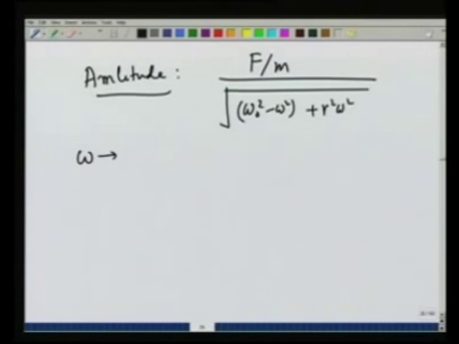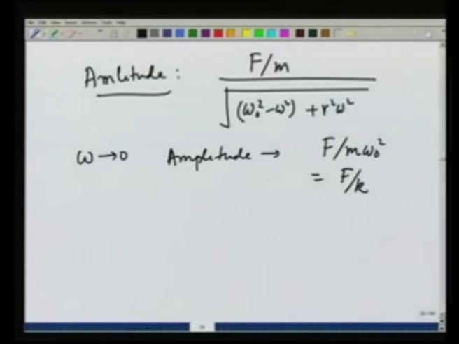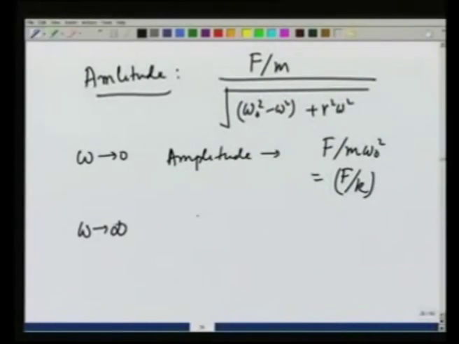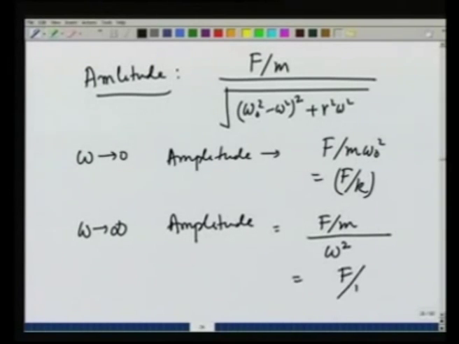When frequency goes to 0, the amplitude goes to f over m omega naught square, equals f over k. That means, at 0 frequency I am applying just a constant force and the mass is displaced. When frequency becomes large, the amplitude of the motion goes as f over m divided by omega square, or f over m omega square. I have neglected this term in comparison with omega square.